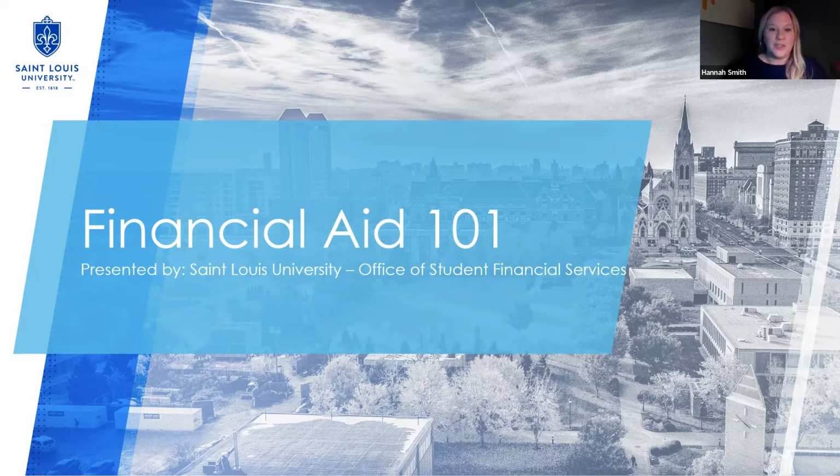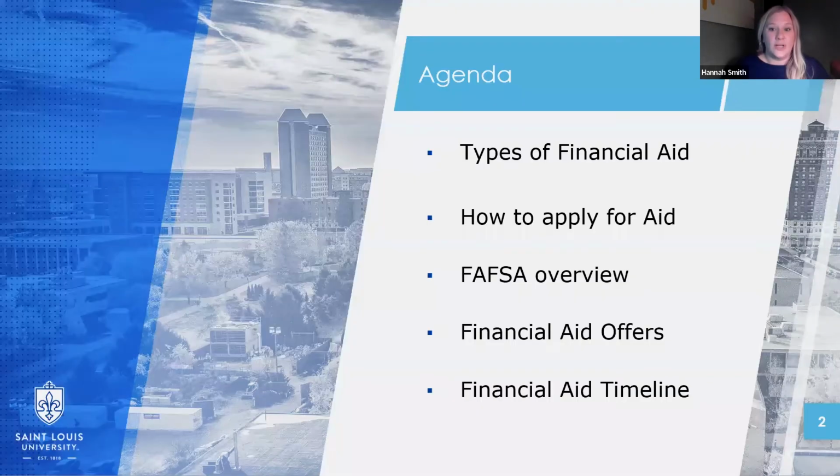So just to give you an overview of what we're going to go over tonight. We're going to talk about types of financial aid. People talk about financial aid and throw that term around a lot when they're talking about a lot of different things. So we'll break down those types of financial aid, how to apply for those different types of financial aid, and where to seek out those different pieces of aid as well.